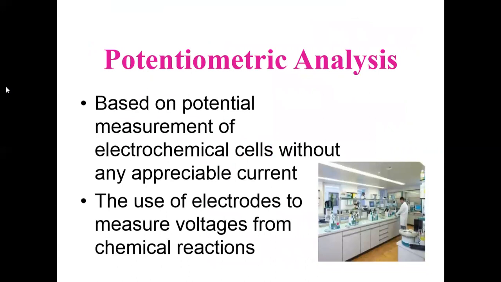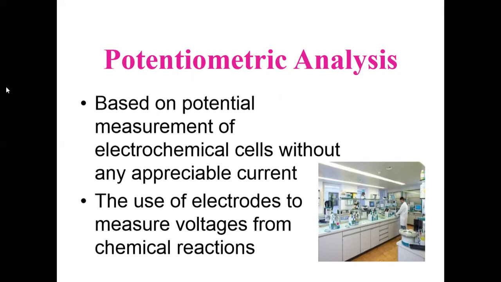First of all, we are going to focus on potentiometric analysis. It is based on potential measurement of an electrochemical cell without any appreciable current. The use of an electrode to measure voltage from a chemical reaction. This technique is used to measure the flow of electric current passing through the circuit.